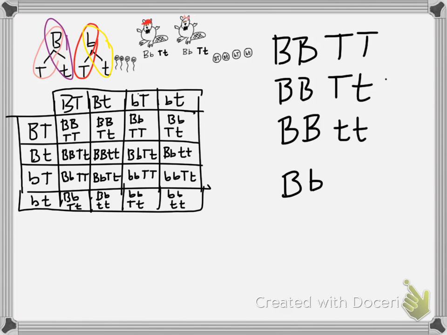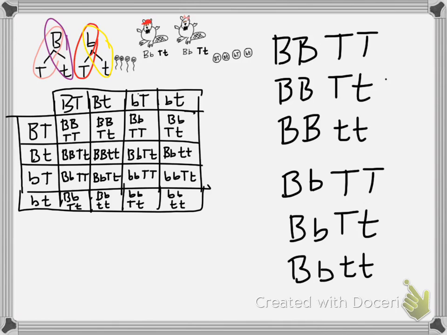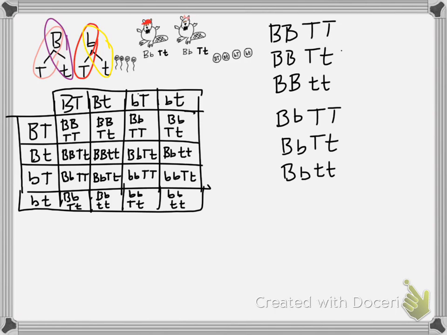So I could also have big B little b, big T big T; big B little b, big T little t; big B little b, little t little t. It sounds like a Dr. Seuss book. And then I could get little b little b, big T big T; little b little b, big T little t; and little b little b, little t little t.